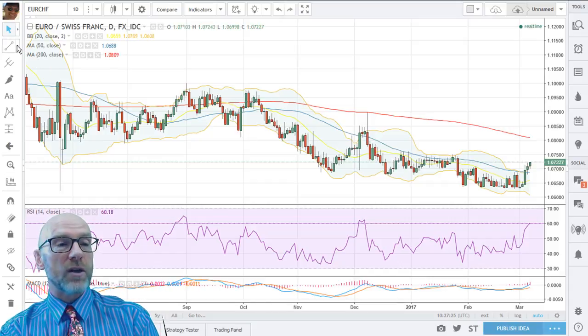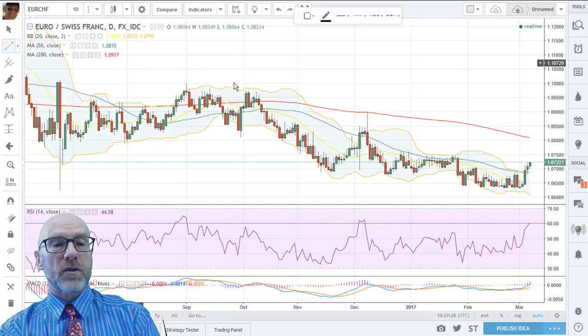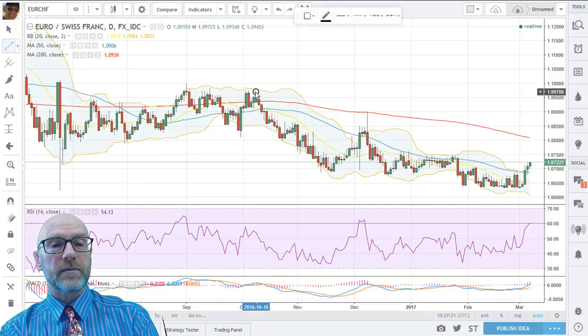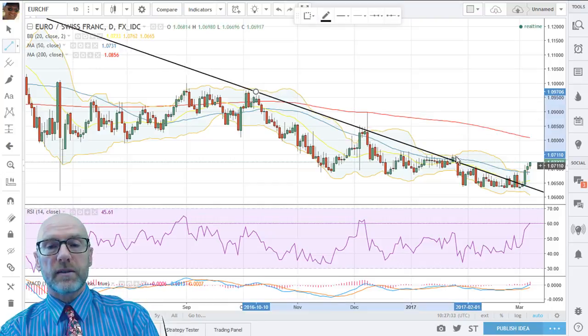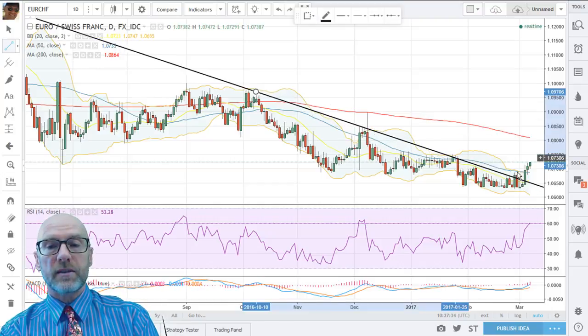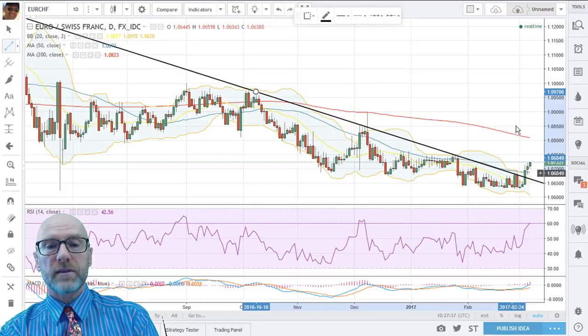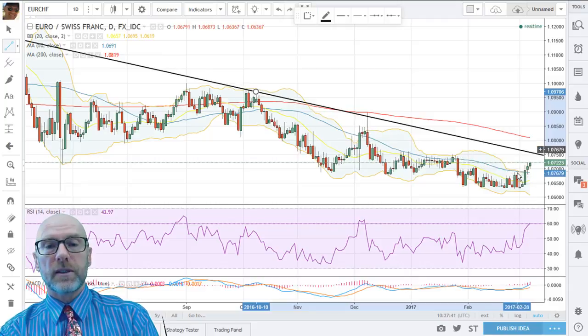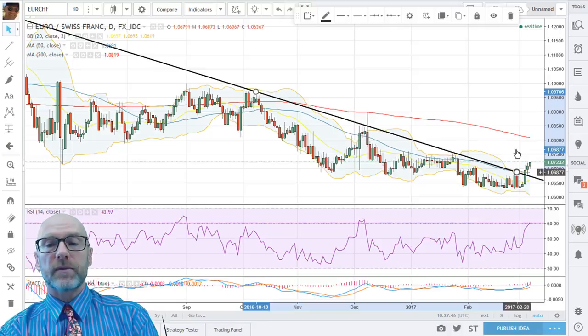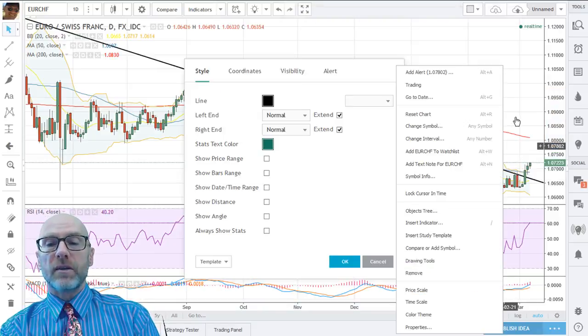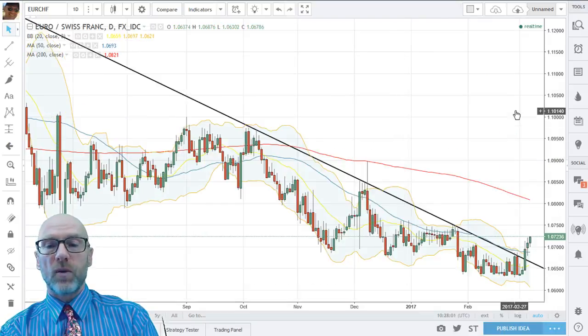I'll draw this downtrend on, through the highs here to there, through those highs there. Come on, little marker. No, it doesn't want to do it, so I'll, there we go. Okay, so that's the downtrend, and we broke the downtrend, and we've now moved up through it.